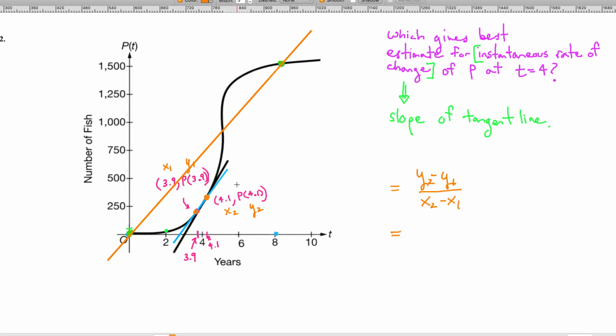And now for this line, the slope of this secant line, y2 is p of 4.1 minus y1 is p of 3.9, over x2 is 4.1 minus x1 is 3.9. And this will give you the best estimate for the instantaneous rate of change of p at t equals 4 seconds.